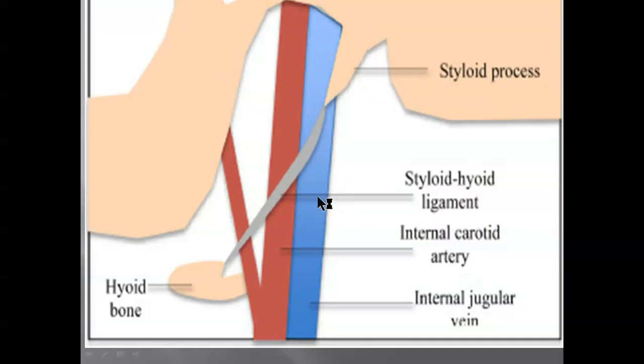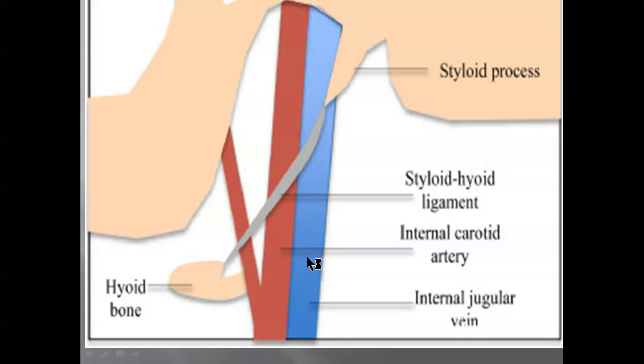Now, as we know, the internal carotid artery, while passing through the neck area, is divided into two parts. One is the suprahyoid part, and one is the poststyloid part. Why the suprahyoid part? Here we have the hyoid bone. Here we can see the common carotid artery gets bifurcated into the external carotid artery and the internal carotid artery.